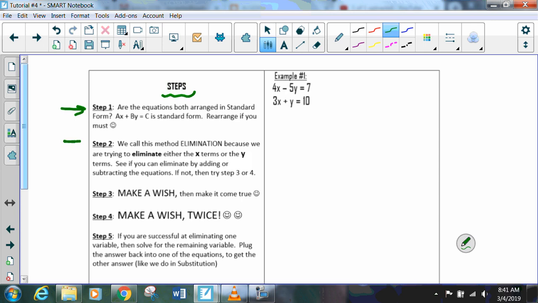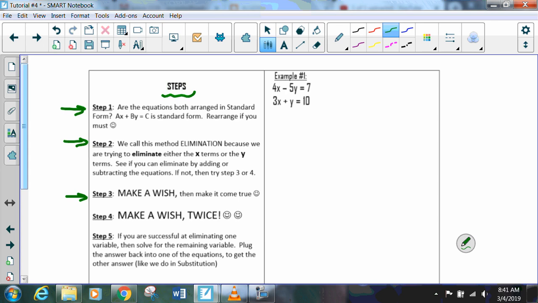Step 2 says, hey, see if you can add or subtract the two equations and have something be eliminated, either the x or the y's. Well, we look at these two equations and that's not going to happen. So now we need a new step, and that's today's lesson. Step 3 looks kind of weird: make a wish, then make it come true. But that's the best way I could explain step 3.